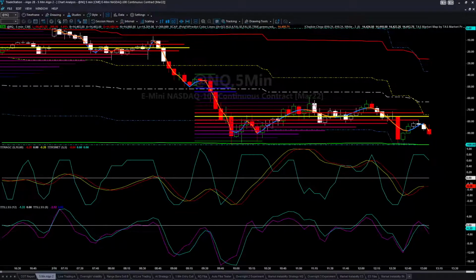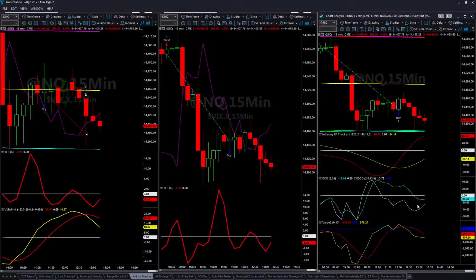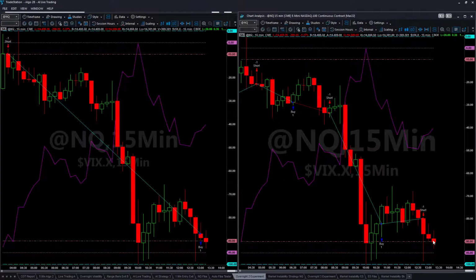So I am going to take a short to the downside trade. 1 contract only. Just broke out of consolidation to the downside right now. And this is still below the 0 line. And this has been going good so far, so I'll just leave it there.